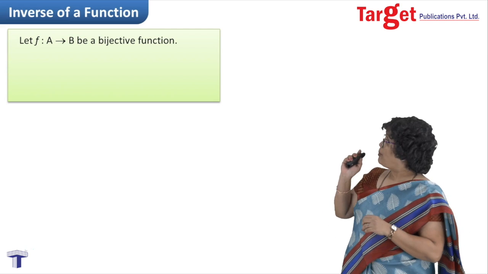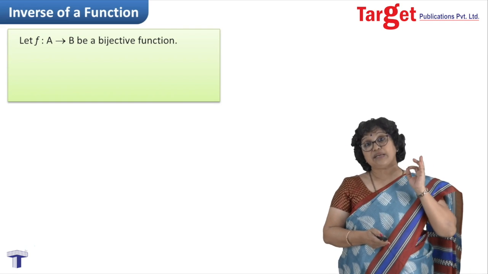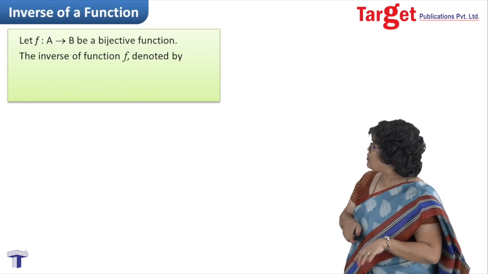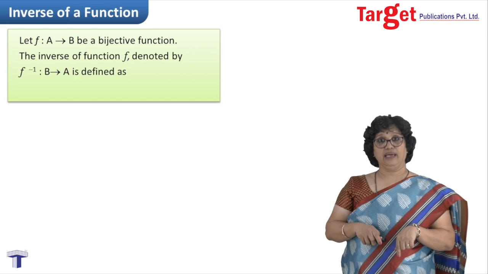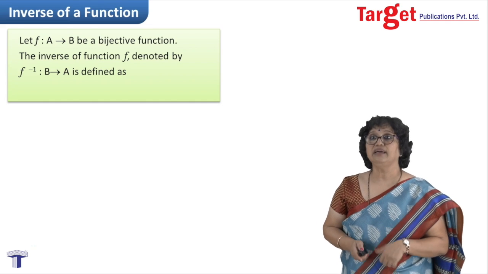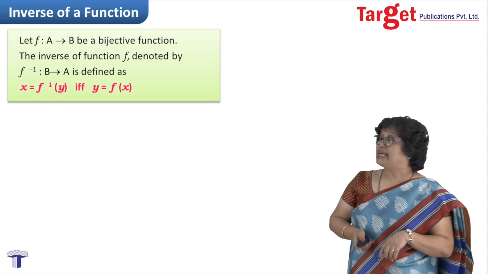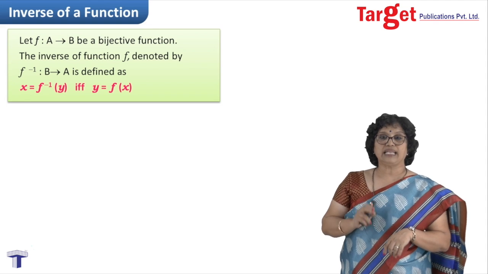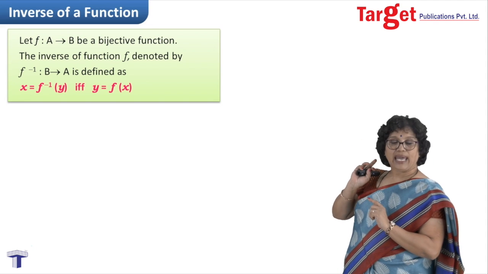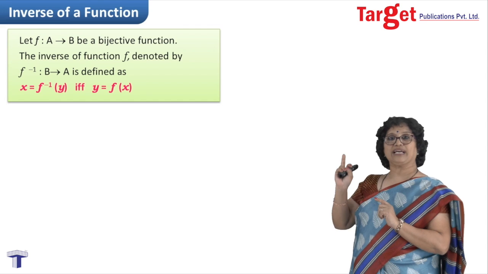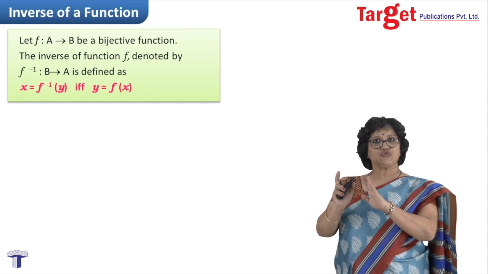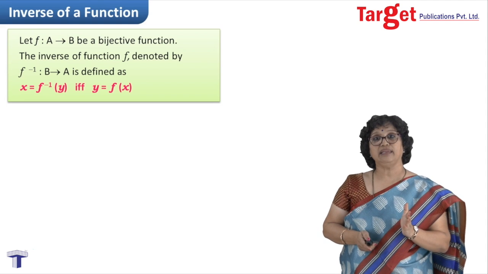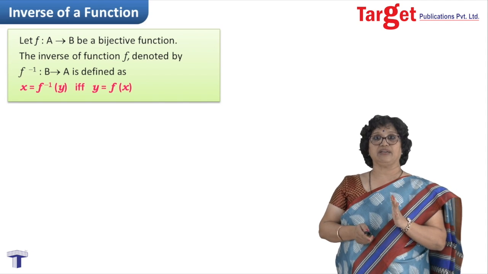Let f from A to B be a function and it is a bijective function. The condition is f has to be a bijective function. Then inverse of f would be from B to A, like inverse of relation we have done, and it is defined as x equal to f inverse y if and only if y equal to f of x. That means from x to y you reach through f, then y to x you will reach through f inverse. This is what it means. So inverse of a function is defined only when f is a bijective function.